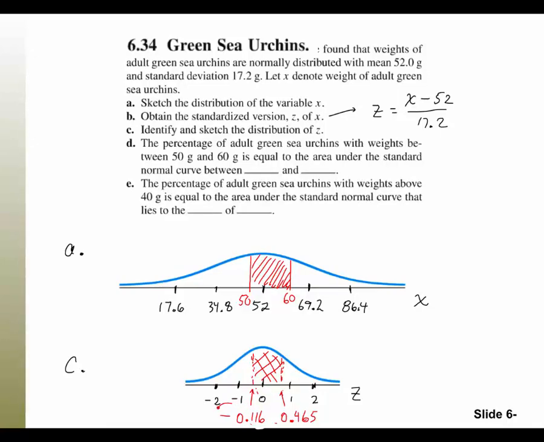And what are these numbers again? What do they mean? Number of standard deviations. That's what this is computing: how many standard deviations you are from the mean. Below is negative, above is positive. Okay? And so whatever this area is, it's the relative frequency of observations of these urchins from 50 to 60 grams. Okay, so now the question is, how do we get those areas?